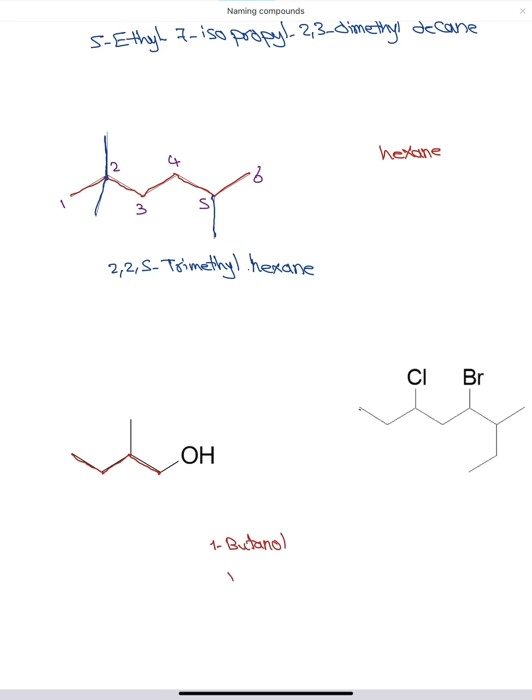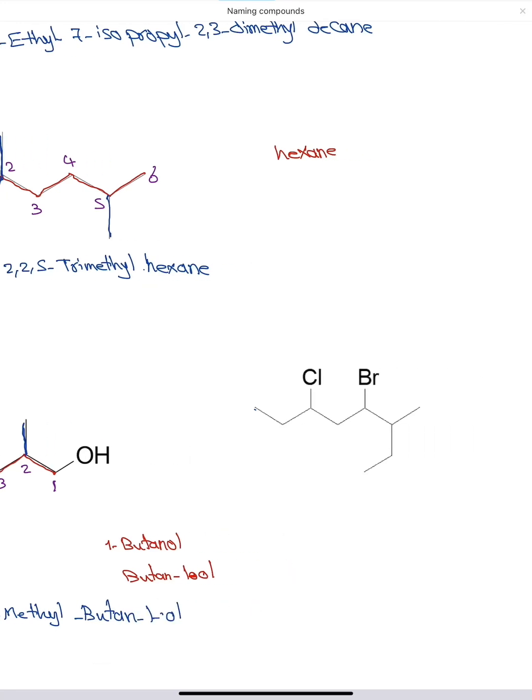You can also call it butan-1-ol. Both of them are correct. And then the only substituent we have here is this methyl group on carbon number 2. So when we give the numbers to the carbon chain, 1, 2, 3, and 4, the methyl is on carbon number 2. So the final name here is going to be 2-methylbutan-1-ol.